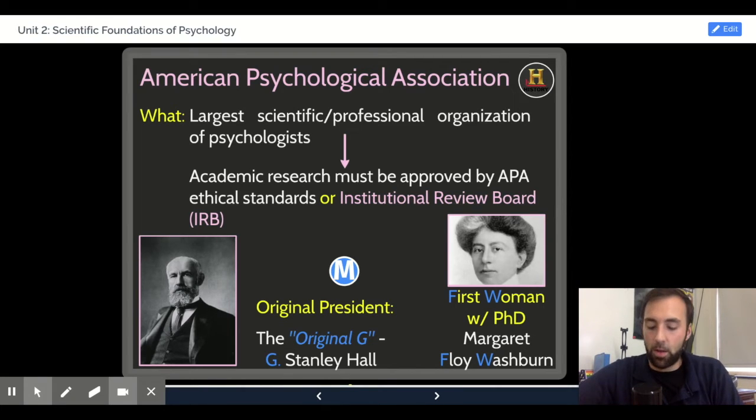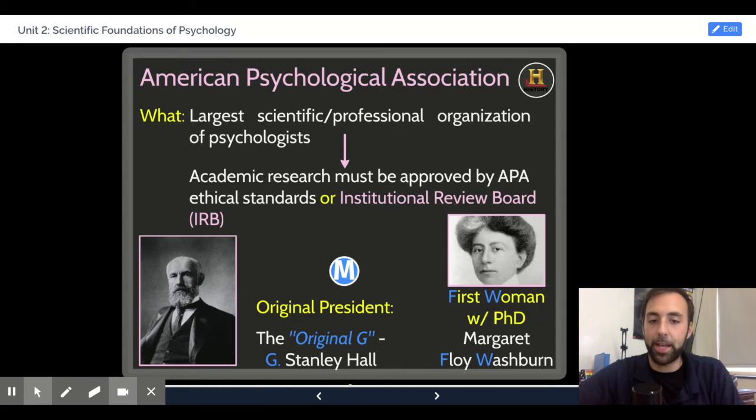And then, although Margaret Floy Washburn was not the first female president of the APA, that was Mary Whiton Calkins. She is the first female to ever receive a PhD in psychology, which is a pretty significant historical event due to the gender discrimination that occurred in education at the time. So Margaret Floy Washburn, when I look at her name, I see the F and the W in the Floy and the Washburn, and I think of first woman with a PhD.